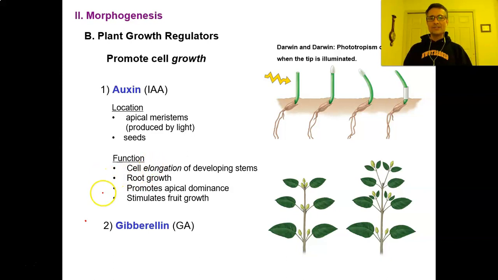The second hormone that stimulates cell growth are the gibberellins, and I'm not going to say a whole lot about gibberellins other than that often gibberellins can work in concert with the auxins.